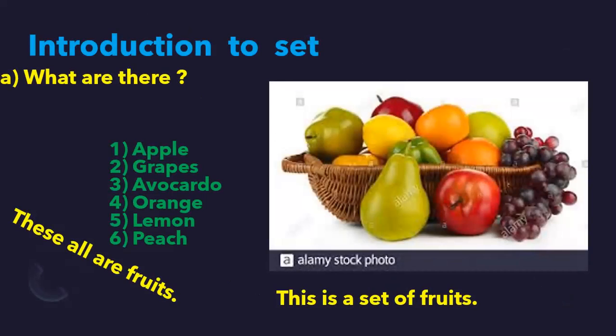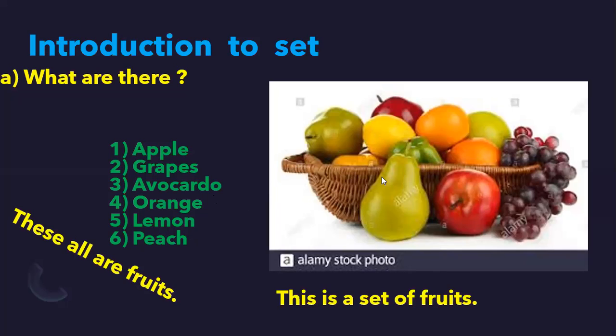Look here. What can you see in the picture? There are fruits. Yes, fruits. What are there? You can say, here is apple. Here is grape. I think it is avocado. Yes, this one is avocado. Here is orange. And here is lemon. This is lemon.